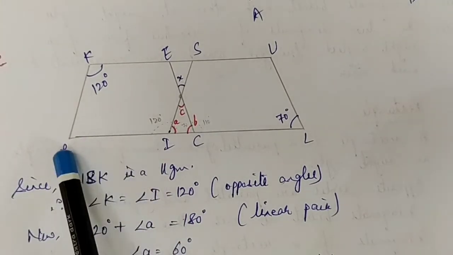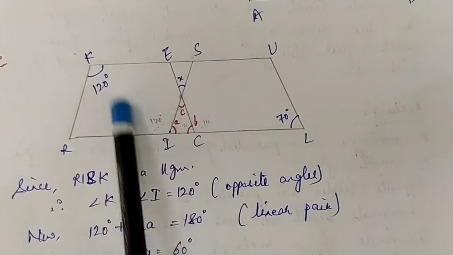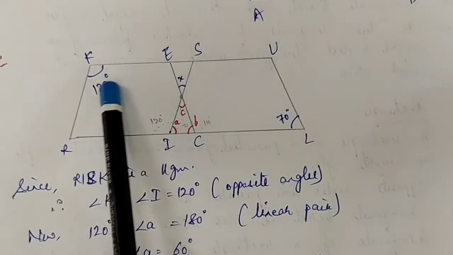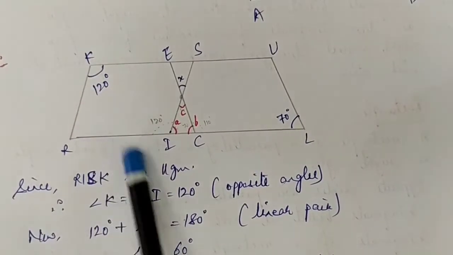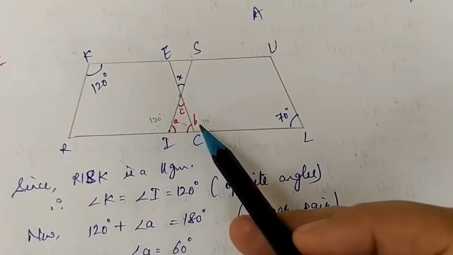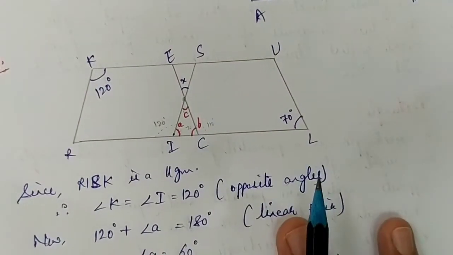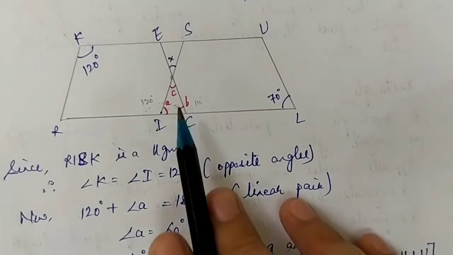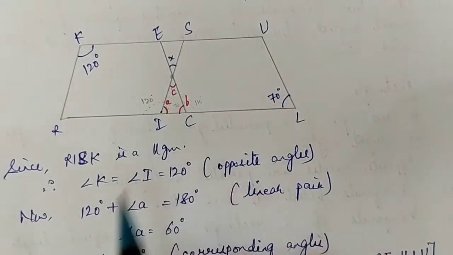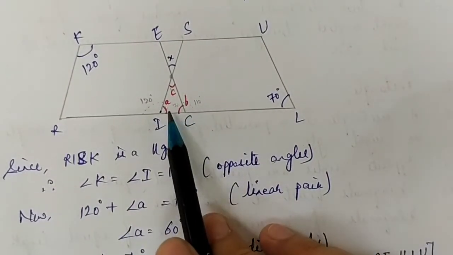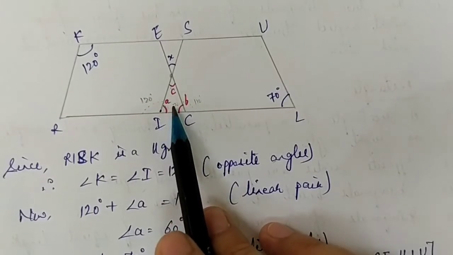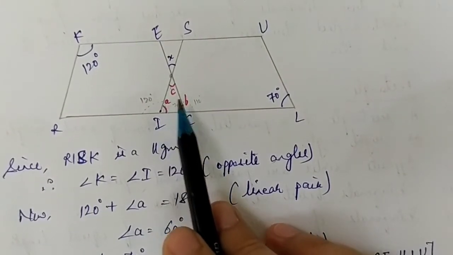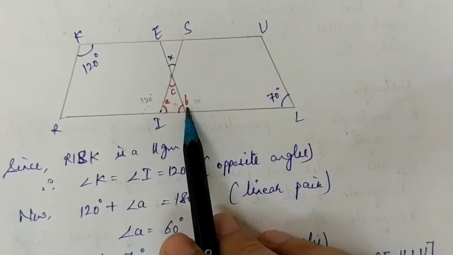So you can see here the parallelogram RISK. You can see that angle K is equal to 120 degrees, and to make my explanation and the solution easier to understand, I have named these angles that will be used as A, B, C. Okay, A, B, C, I have taken these angles.